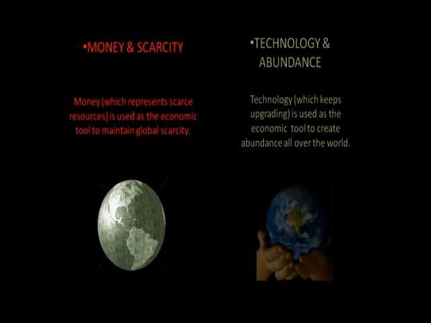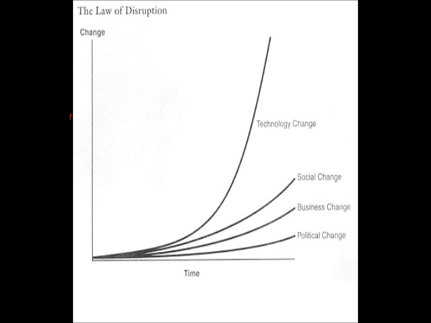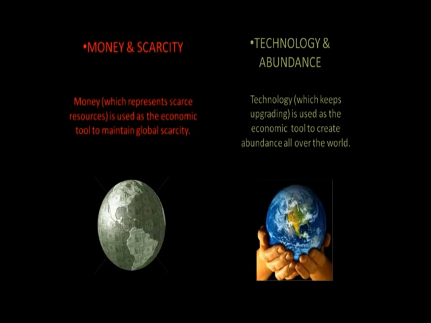Now, against this, resource-based economics says technology and abundance. Technology, which keeps on upgrading since it is based on Moore's law, which says that technology grows at an exponential rate, is used as the economic tool to create abundance all over the world.